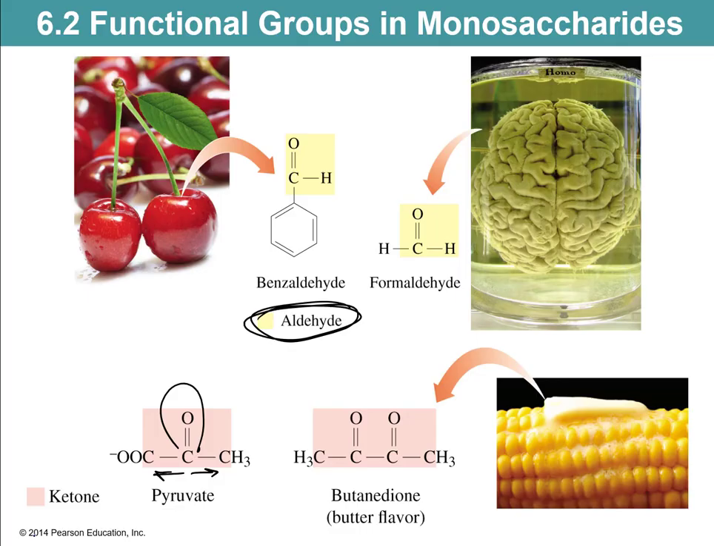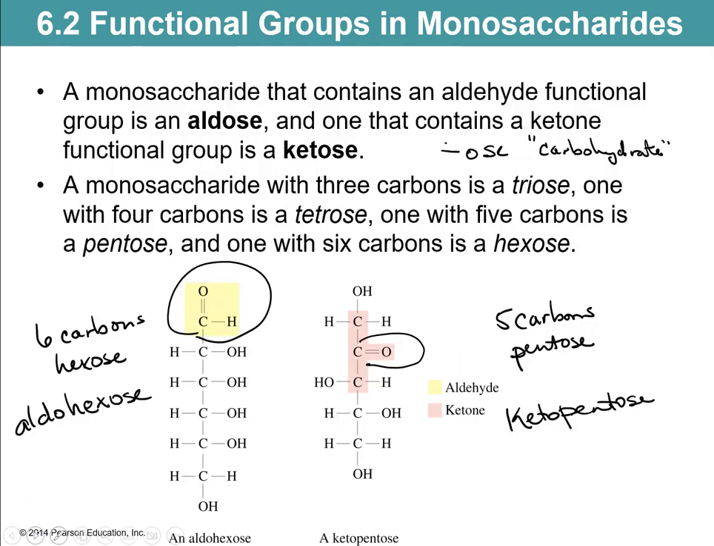So remember that sugars are either aldehydes or ketones. Aldehydes is where you have that double bond oxygen on the end of the chain. Ketones is when you have a double bond oxygen in the middle of a chain. So here's a couple of examples of that. In this first one, we have a 6-carbon sugar that has an aldehyde on it. They would call that an aldohexose, right?